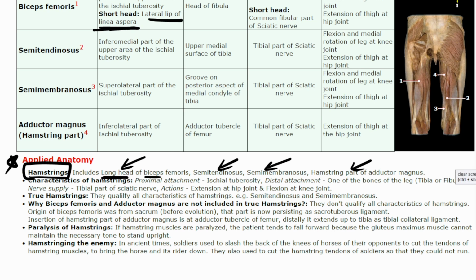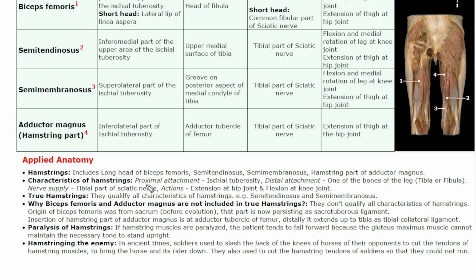Okay, so there are some characteristic features of the hamstrings, so that is mentioned here. The proximal attachment will be from the ischial tuberosity. Distal attachment is on one of the bones of the leg, either tibia or the fibula. Nerve supply is by the tibial part of the sciatic nerve, and action is extension at the hip joint and flexion at the knee joint. Okay, these are general characteristic features of the hamstrings. And there are two muscles which are referred to as true hamstrings. Those are semitendinosus and semimembranosus. Okay, they qualify all the characteristics of the hamstrings.